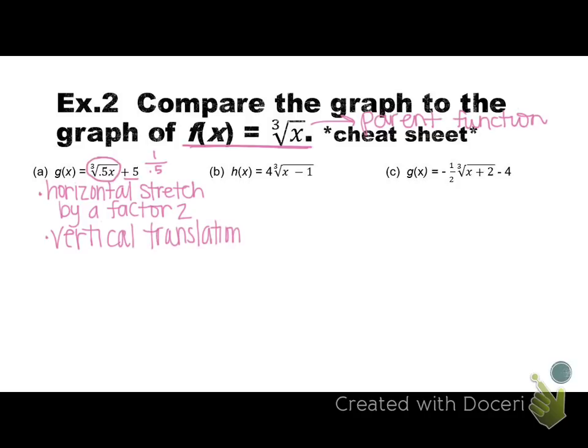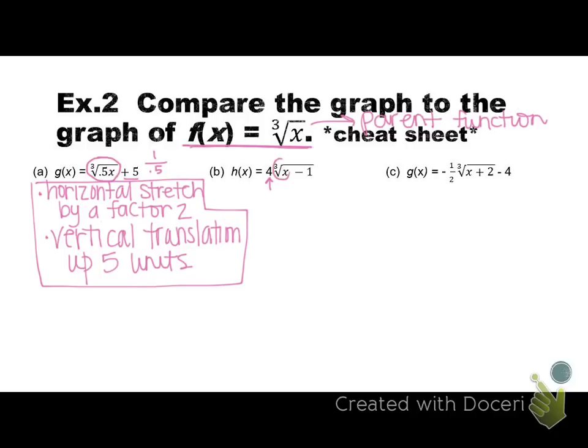Horizontal translation. Again, exactly what we see. It's a positive 5, so up 5 units. So this one had 2 transformations. We're going to box them in. Now, pause and do letter B on your own and then come back and see if you got it right.